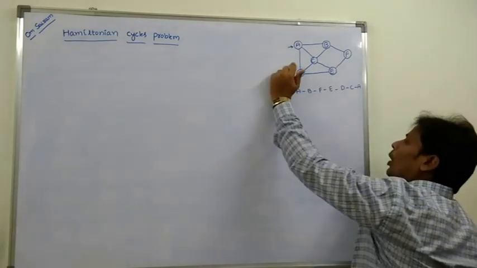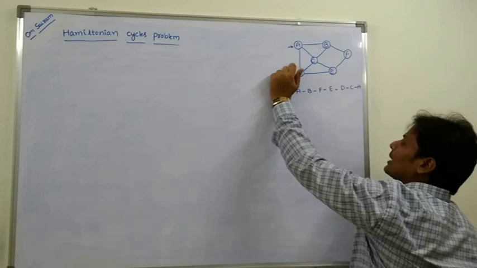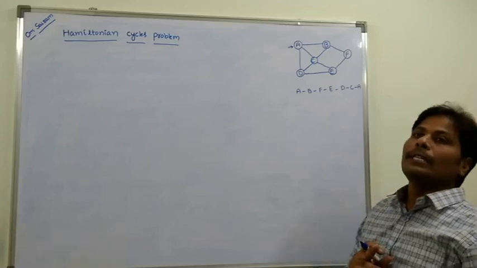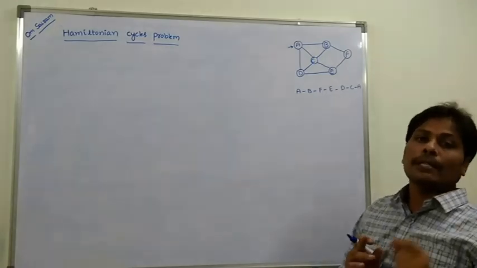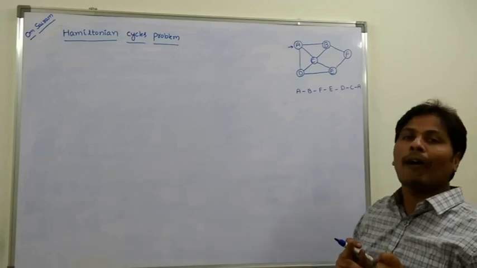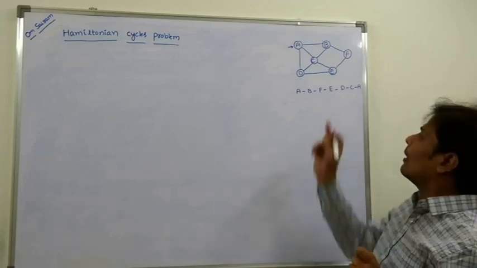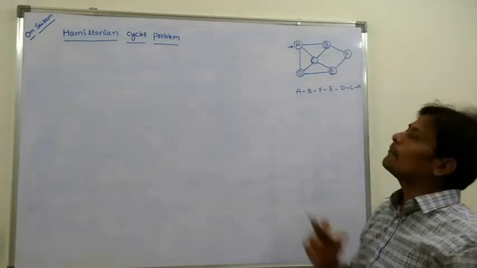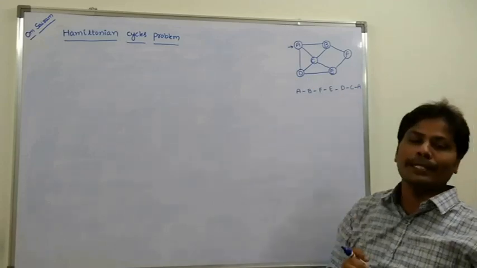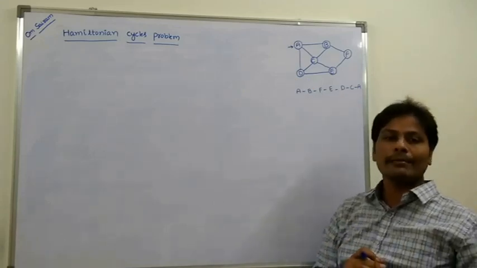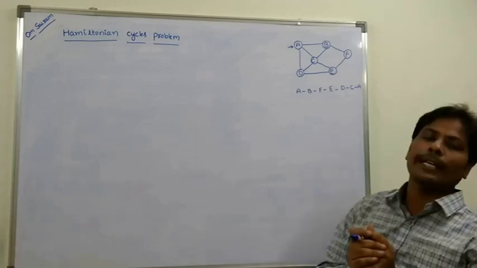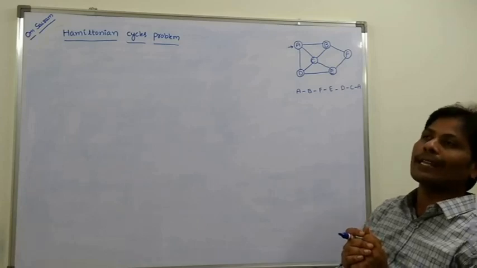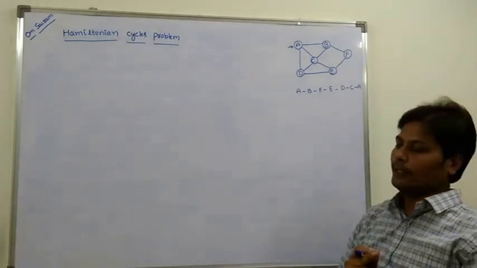So for this graph, how many Hamiltonian cycles exist? That can be found out by using a state space tree. The state space tree represents all the solutions for the given graph. All the Hamiltonian cycles for the given graph can be represented by using a state space tree. So how to draw the state space tree and find out how many Hamiltonian cycles exist for the given graph? Let us start.